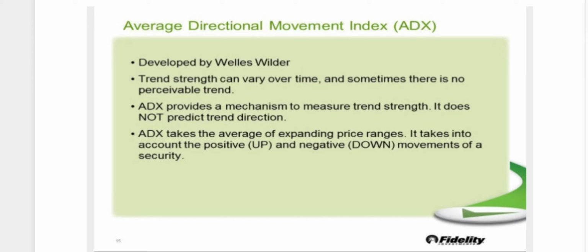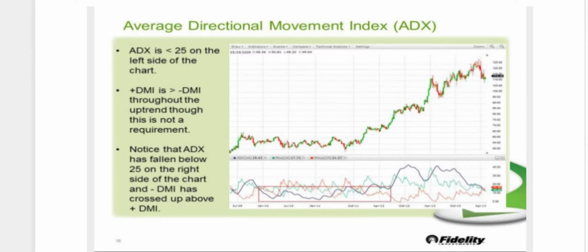And really what it's trying to do is get an idea of how strong the trend is, or if it is even in a trend. It's really a measurement of that trend and how strong it is. So what it does is it takes an average of expanding price ranges, and it takes into account the positive and the negative, so the up and the down movements of any security, and it tries to represent that on the chart. So when we look at any kind of indicator, it's all derived from the same information. It's just a different way of showing it, right? This information here is just another way of showing what the trend looks like.